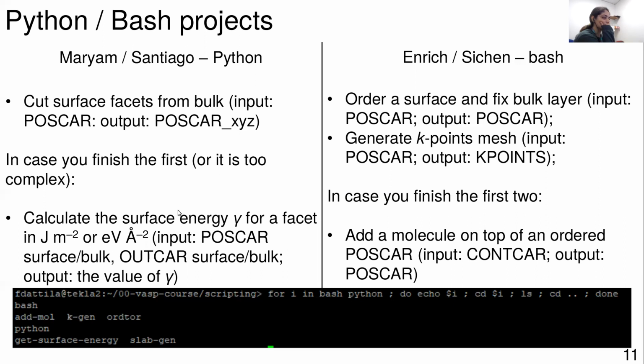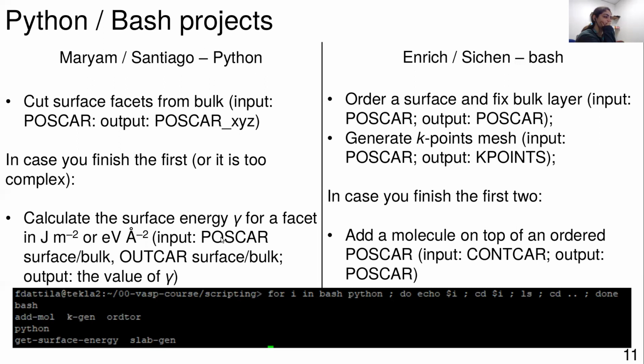Why do you need this? Because usually the approach experimentally is that you start with a bulk, then you generate a lot of crystalline facets, then you calculate the surface energy of these crystalline facets, and the crystalline facet with the lowest surface energy is the one that is expected to be the most abundant in your experimental system. Okay, so that's why we need to calculate it automatically.